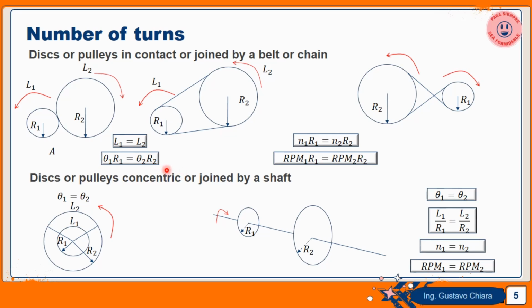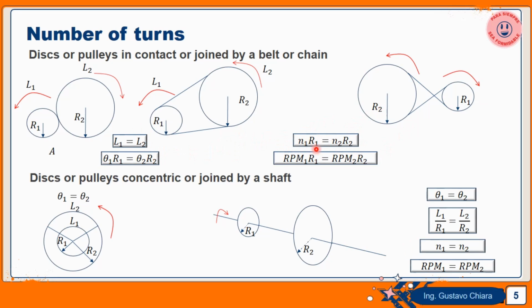This is in both cases, and it is the same case when we have a belt joined in this way. Just remember that when one pulley goes to the left, the other one goes to the right. In that case, using the same formula, we get that the number of turns of disc 1 multiplied by radius 1 is equal to the number of turns of disc 2 multiplied by radius 2.